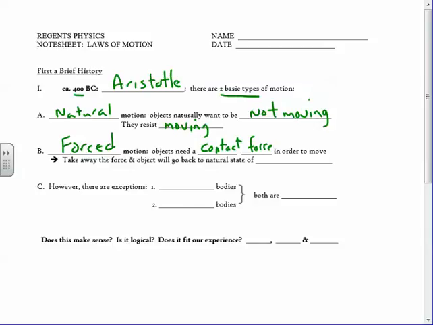So if something's sitting there and I push on it, I pull on it, then it's going to start moving. As soon as I take away that force, that push or pull, then it comes to a stop. And we see that with most everything. There are some exceptions which we have to address. So take away the force and the object will go back to its natural state of not moving.